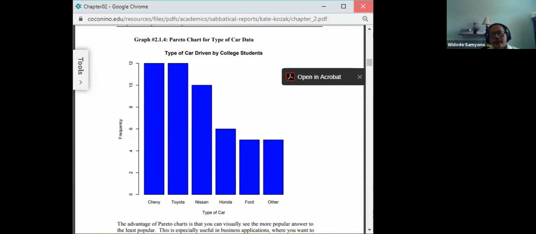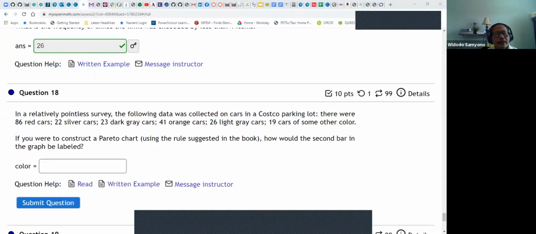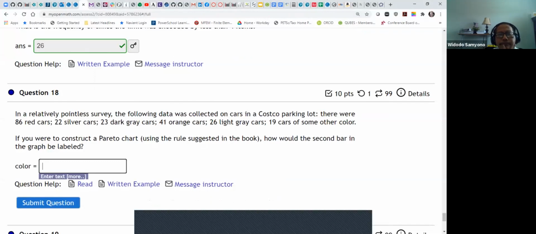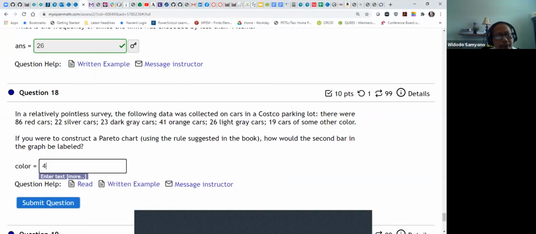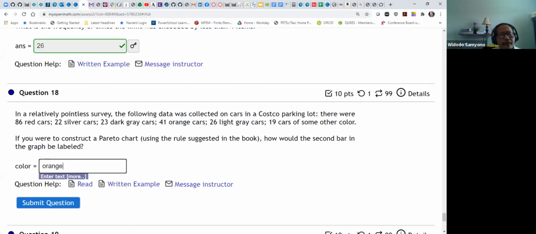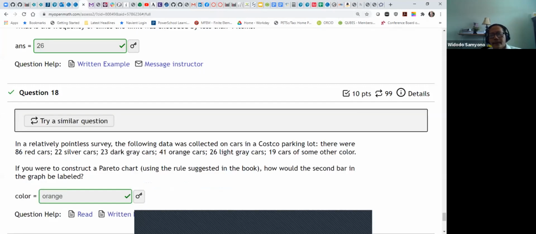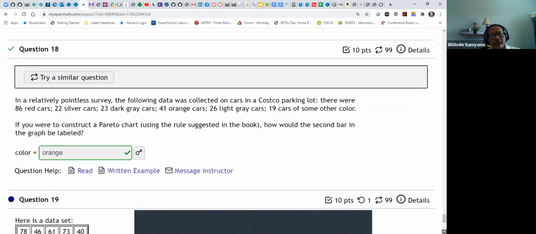So go back to the problem. The second bar in the graph would be labeled by what color? You can see the first bar is the highest, so would the second one be orange cars? Yes. So the second one would be labeled as orange. Okay, so the second one will be orange, right?